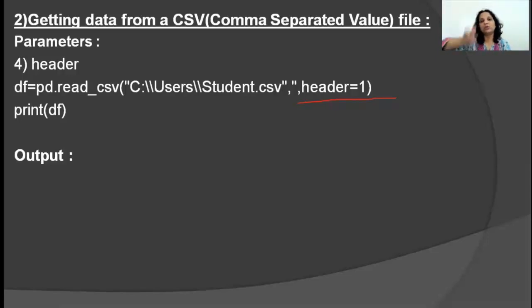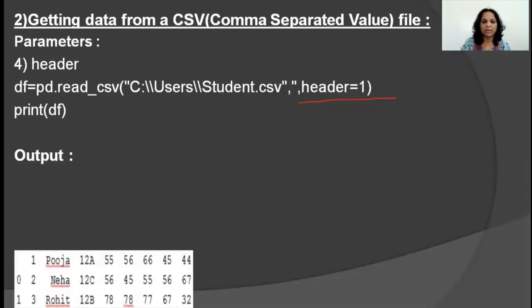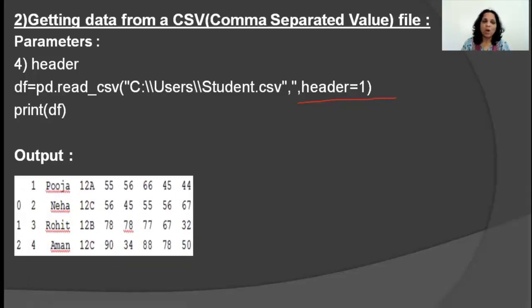If you say header is equal to 3, the third content line of your file will become the header. Normally, we don't use this, but I'll still show you what happens. Now, can you see 1, Pooja, 12A, 55, 56, 66, 45, 44, all became headings now. And the data only starts from Neha's data. Clear? So did you understand? This is not what we're going to be using normally. We're just going to be leaving the header parameter, which is going to be 0.